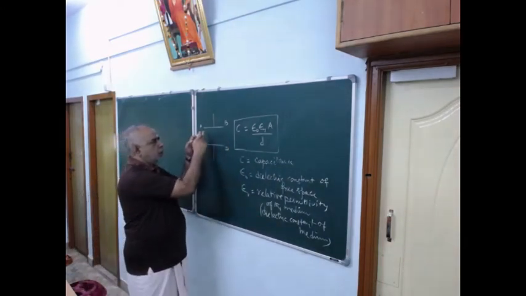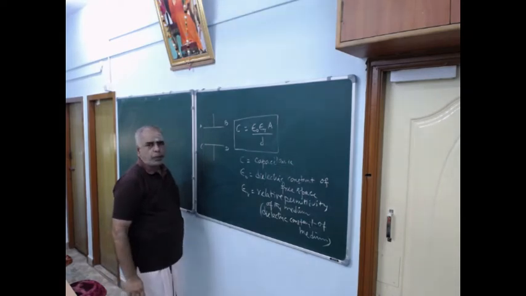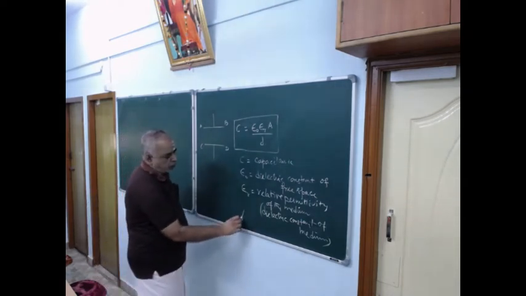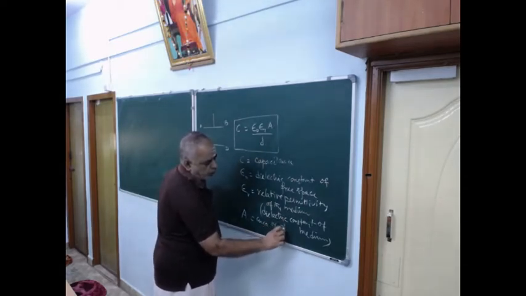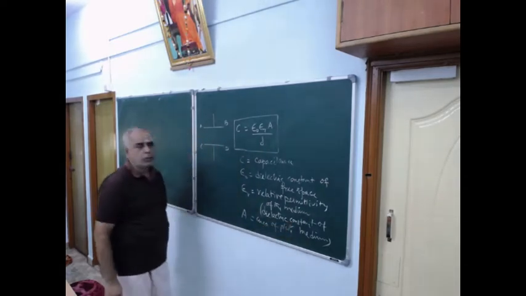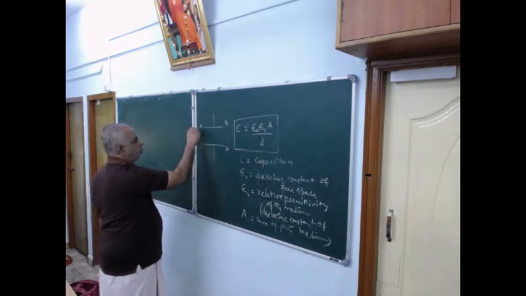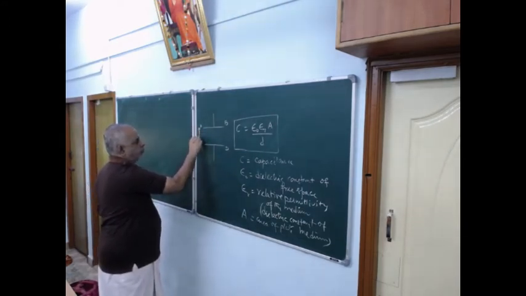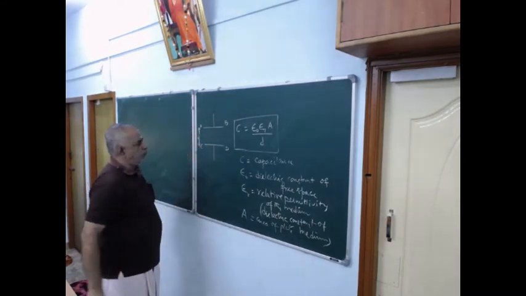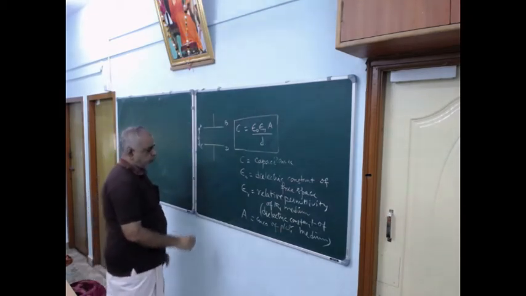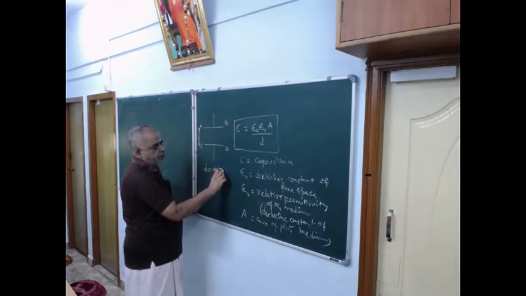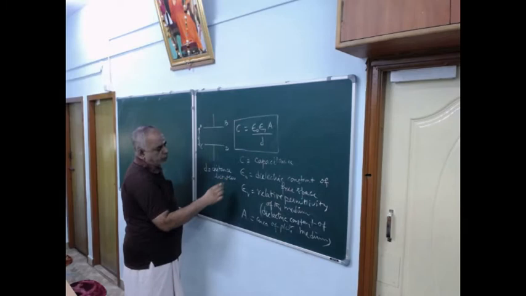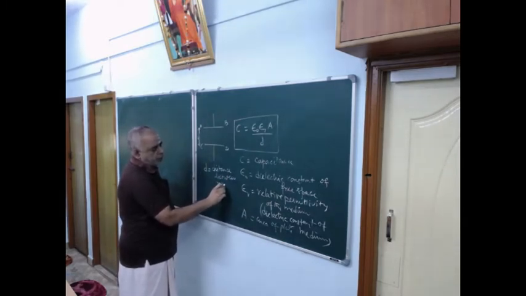A is the area of the plate, right? D is the distance between the parallel plates. D is equal to the distance between parallel plates.